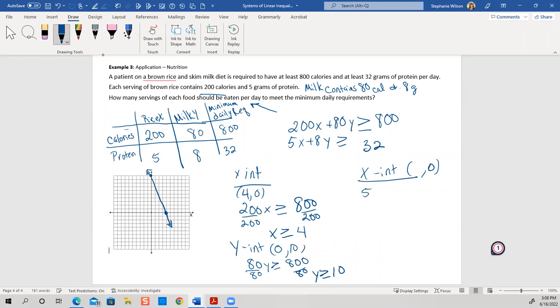So that means y is 0. So divide by 5. That gives me 6.4? So I'm going to come over here and go 1, 2, 3, 4, 5, 6, and just a little bit past it, almost halfway. And then let's do the y-intercept. 0 for x. I get 8y is greater than or equal to 32, where y is now, because I divided by 8, 4. We're going to go 1, 2, 3, 4.